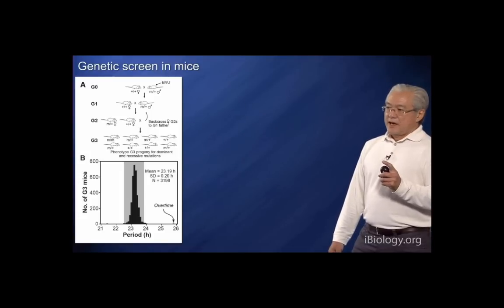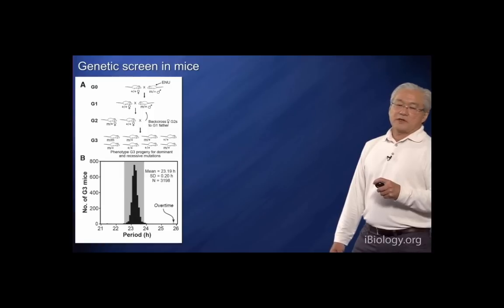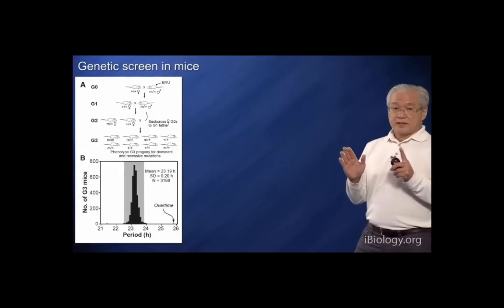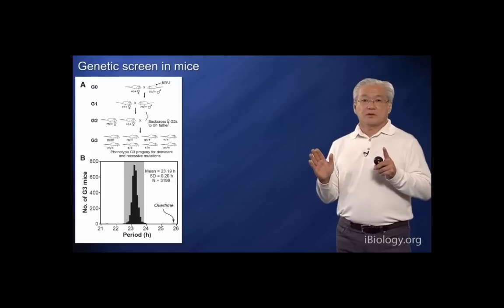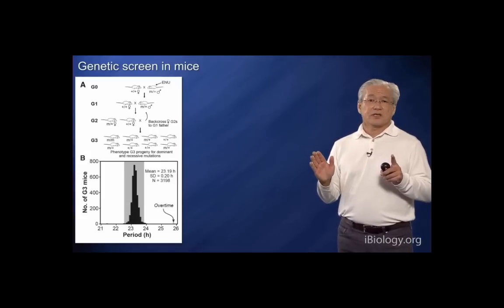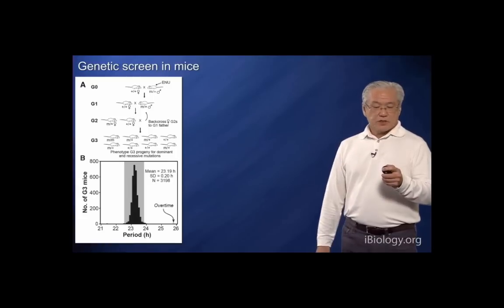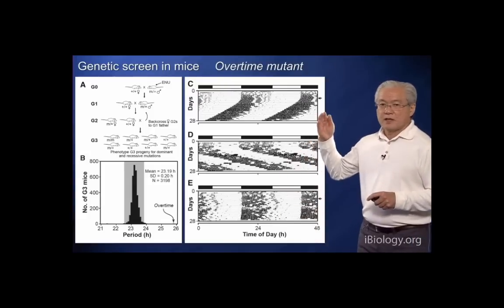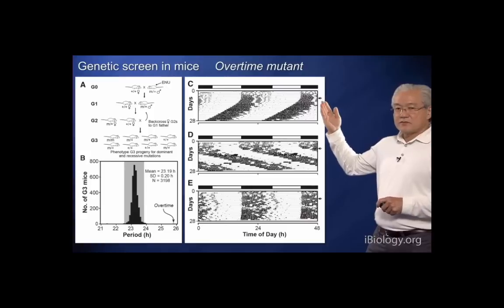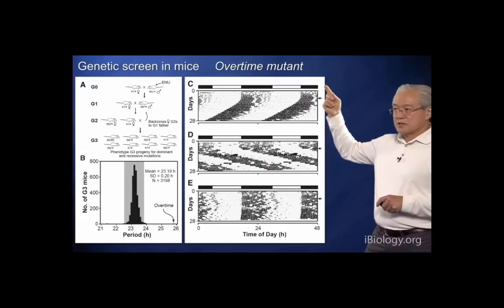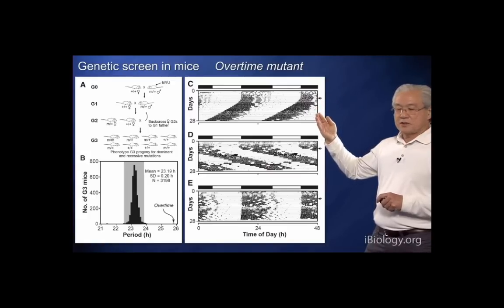So the average in this experiment was about 23.2 hours for the whole population of 3,000 mice, but the variation within that population was only 0.2 of an hour. That's only 12 minutes between mice. And so in this screen, this is, again, an activity record of a wild type or typically normal mouse, first on a light cycle, then transferred to darkness so we can see its circadian period.